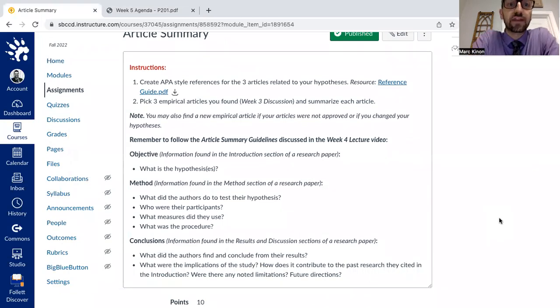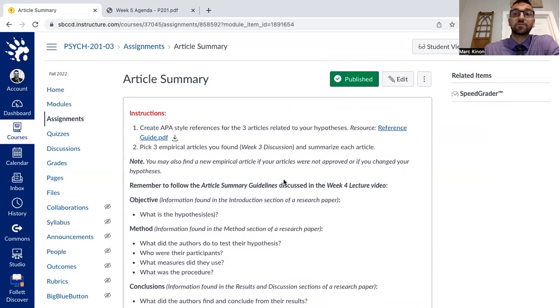Okay, instructions: create APA style references for the 3 articles related to your hypotheses, right? Because you need 3 for this. And I linked you to the reference guide, but it's exactly what's on the agenda. Pick 3 empirical articles you found in the week 3 discussion and summarize each article. And again, you can find new articles. Remember to follow the article summary guidelines discussed in the week 4 lecture video. And there they are. So the requirement is to do 3 article summaries.